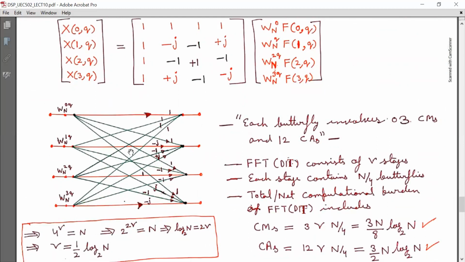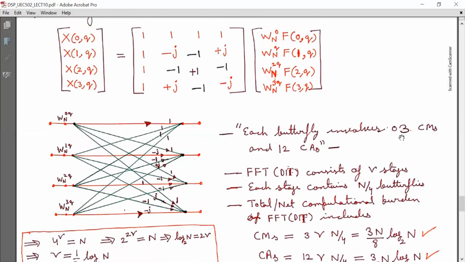Now, in the butterfly form, it will look like this. So each butterfly involves 3 complex multiplications and 12 complex additions.